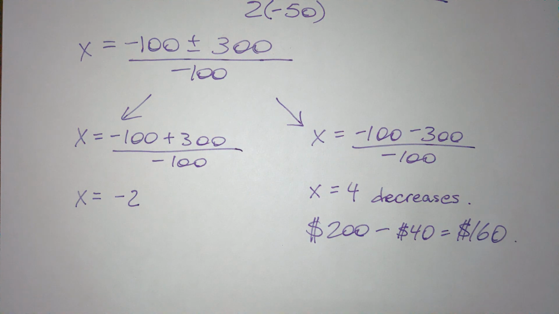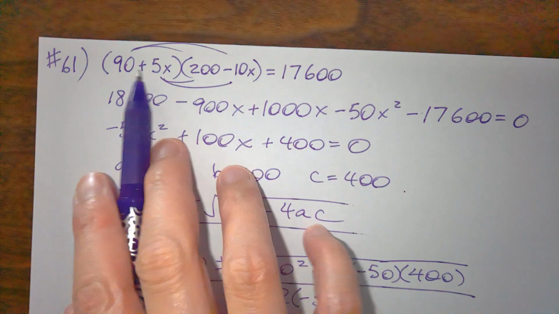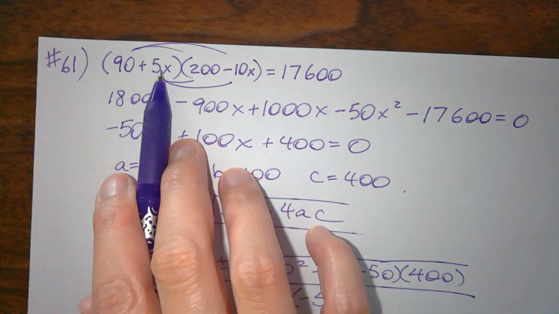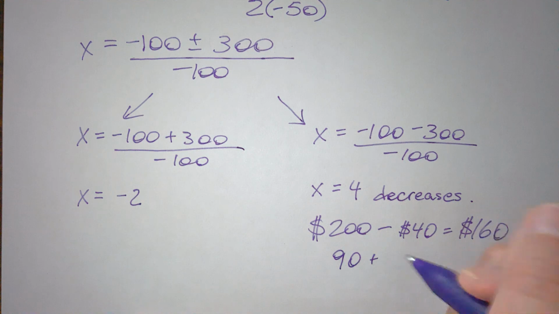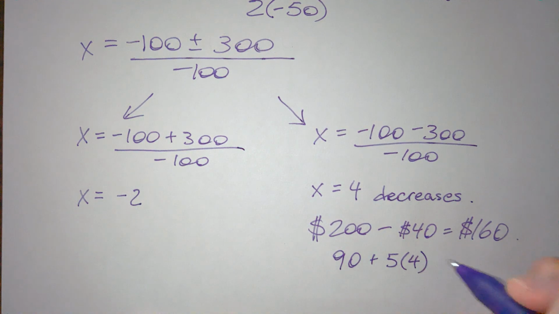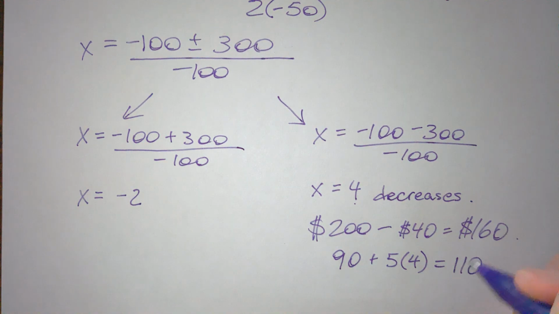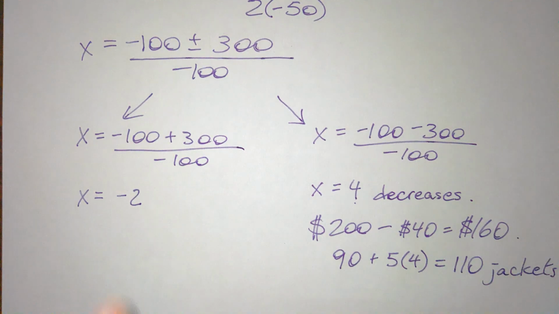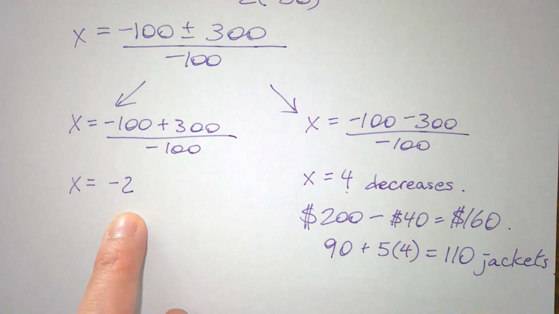When I set it at 160, how many can I sell? Right, because for every decrease, I can sell 5 more. So that means right here, 90 plus 5 times 4. Yeah, so that means I sell 110 jackets. Okay, what about this one? Are we rejecting this answer? That's the increase.